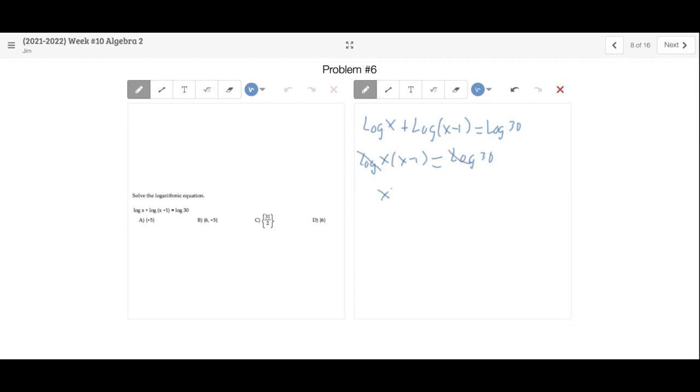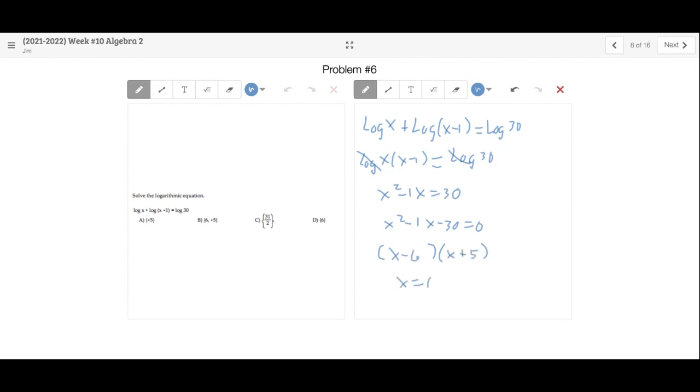So I'm left with x times (x minus 1). I'm just going to multiply that through. x squared minus 1x equals 30. Guess what? Again, quadratic. x squared minus 1x minus 30 is equal to 0. Try to factor. Well, what two numbers multiply to -30 that add up to -1? Well, that's going to be -6 and 5.